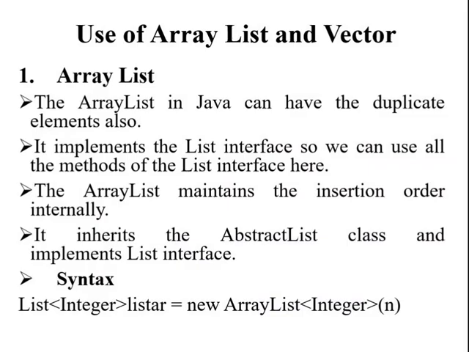Next one is use of array list and vector. First one is array list, then we will discuss vector. First, array list. The array list in Java can have duplicate elements also. It implements the list interface, so we can use all the methods of the list interface here. The array list maintains the insertion order internally. It inherits the abstract list class and implements the list interface. The list interface is implemented by the array list class.